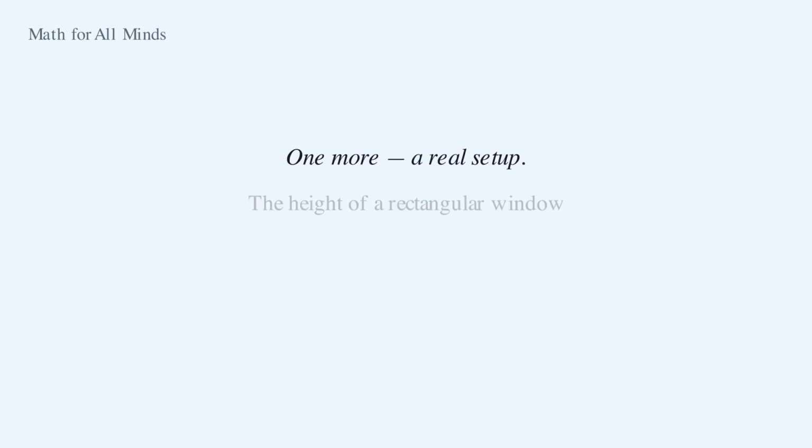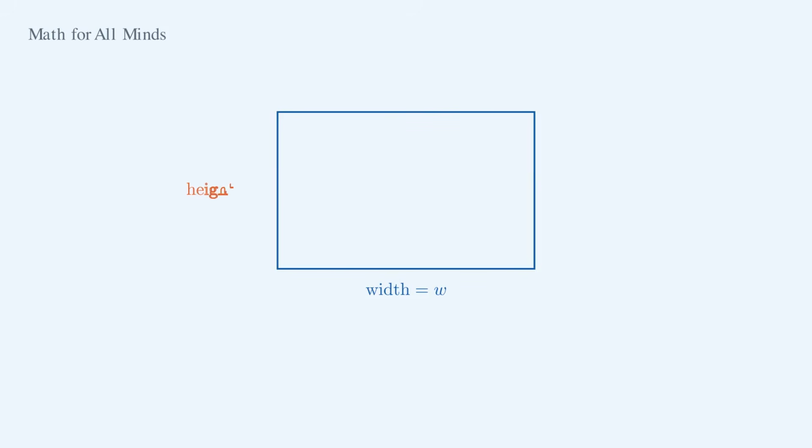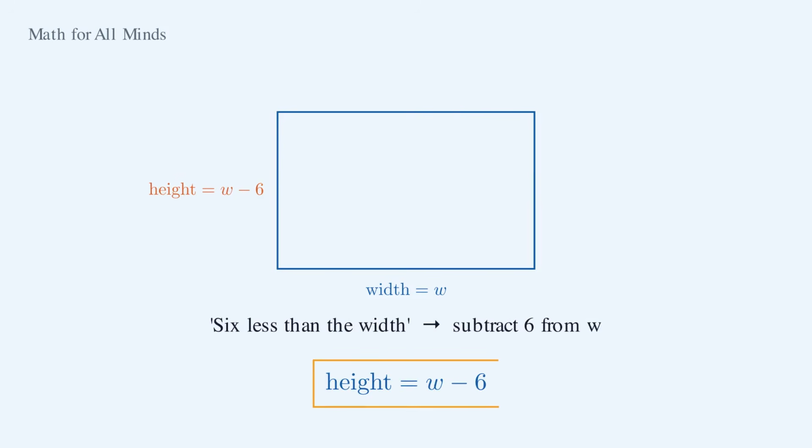One more, a real setup. The height of a rectangular window is 6 inches less than the width. Let W represent the width. What's the expression for the height? 6 less than the width means we subtract 6 from W. Height equals W minus 6.